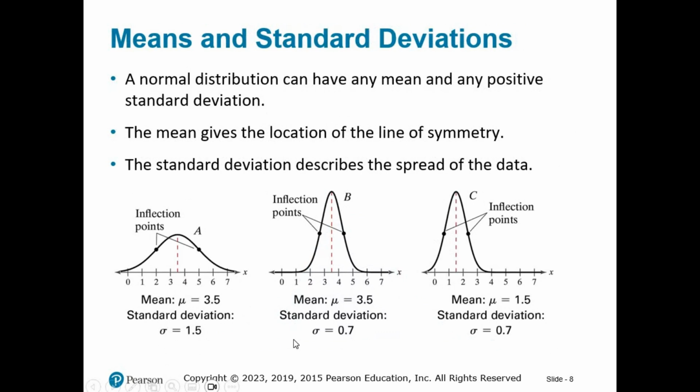An interesting fact about a normal distribution is that it can have any mean and any positive standard deviation. The mean gives the location of the line of symmetry. The standard deviation describes the spread of the data. Look at the graphs below and notice the location of the mean and how the size of the standard deviation changes the look of the graph. See how the larger standard deviation makes the first graph wider than the other two with smaller standard deviations?